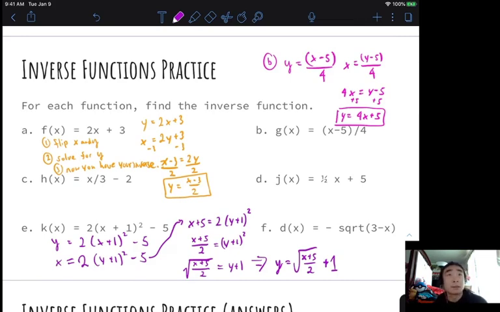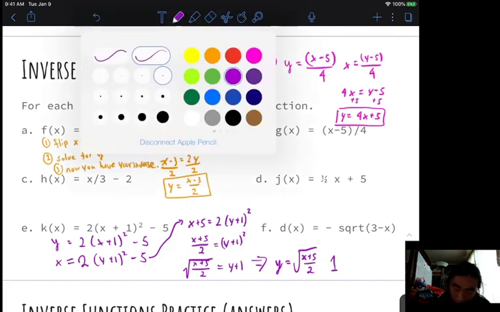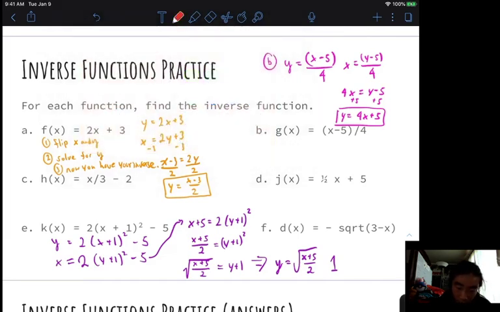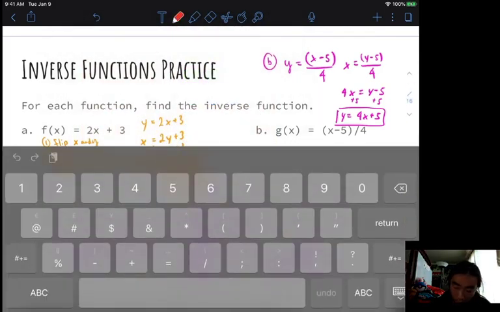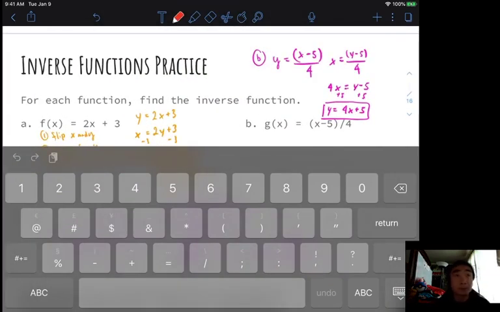Questions? Oh, you're right, it should be negative 1. You're right, thank you. This one should be a negative 1. Thank you. Oops. Go away. Oh, I make this go away. There we go. Negative 1. Thanks.